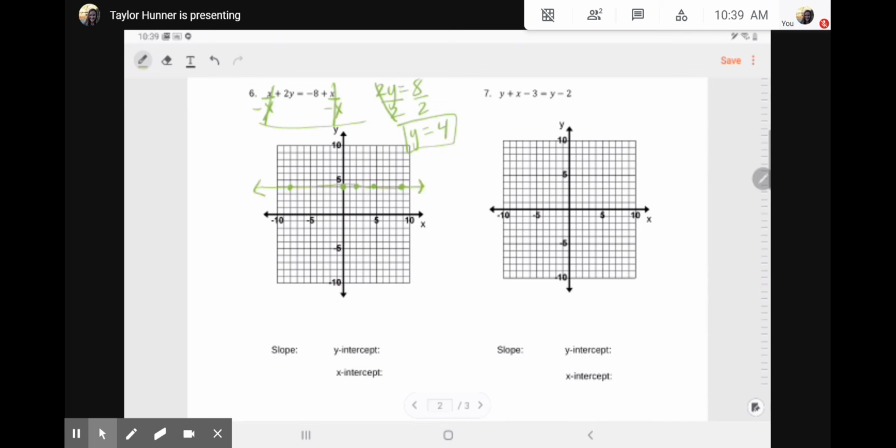It will have a slope of 0. My y-intercept will be (0, 4). And I am never going to cross the x-axis, so my x-intercept will be none.